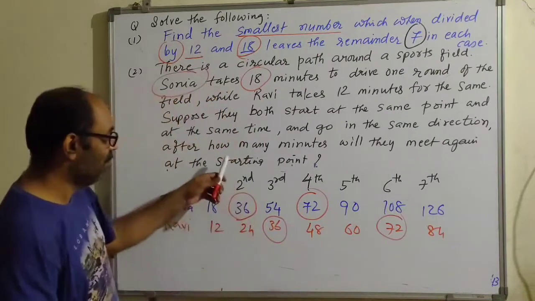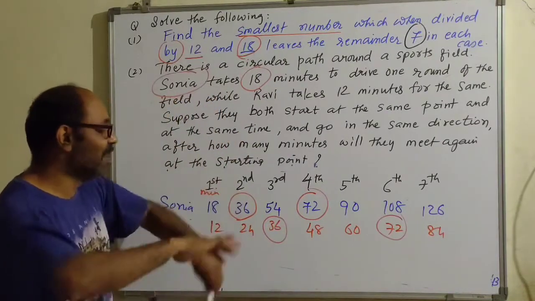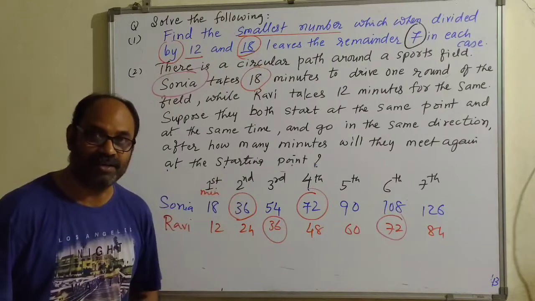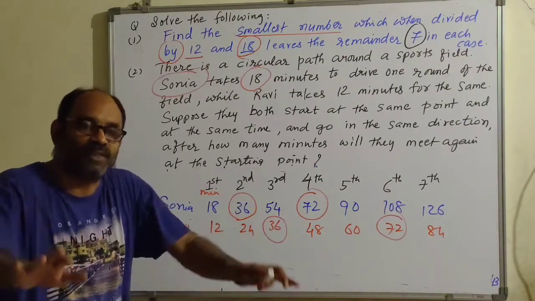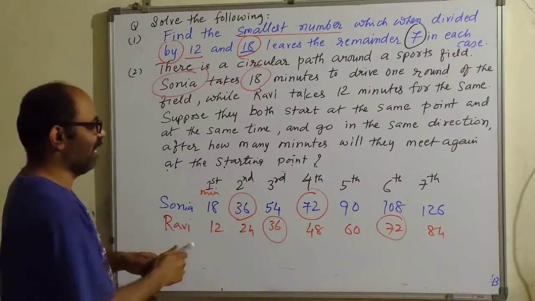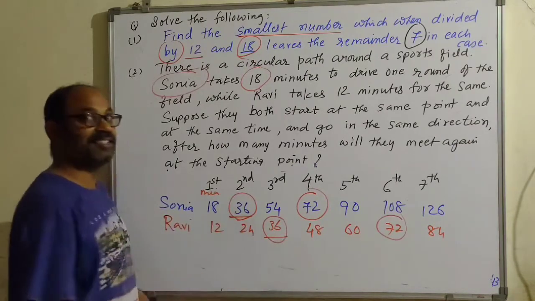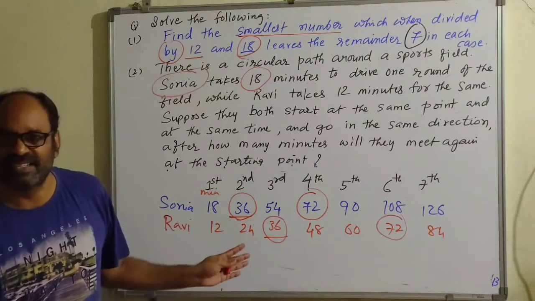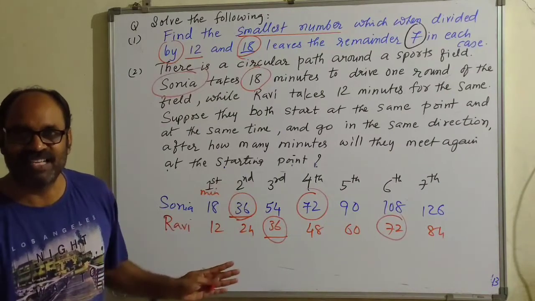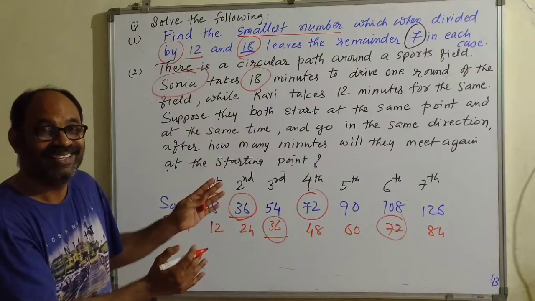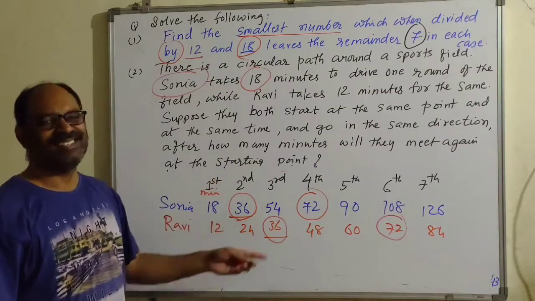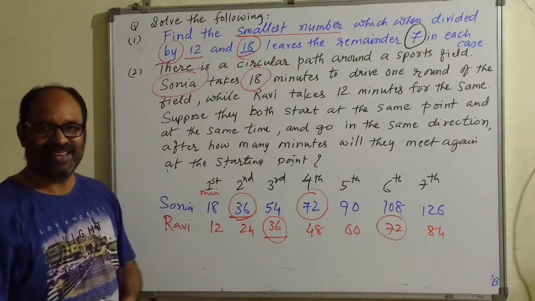Children, but here nothing is mentioned about when they will meet at the starting point. So take it for granted that we need when they will meet for the first time. So the first time they will meet after 36 minutes. And what is this 36 here? The basic concept: visualizing LCM at angle 77 degree. 36 is the LCM of 18 and 12.